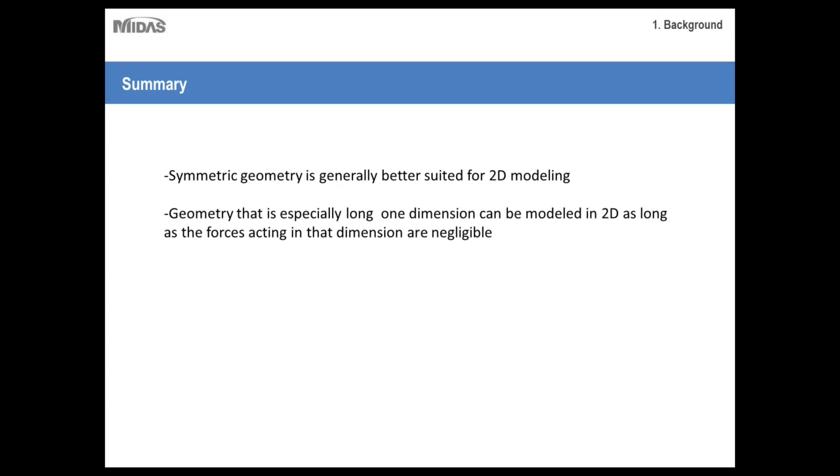Geometry that is especially long in one dimension can be modeled in 2D as long as the forces acting in that dimension are negligible. That just goes back to the whole concept of plane strain geometry. And then complex geometry that cannot be realistically simplified in 2D must be modeled in 3D. We'll get more and more into these types of projects later in the presentation. But just keep in mind that the more complex your project geometry becomes, the more non-symmetrical it becomes, the more it would warrant a 3D modeling and analysis.